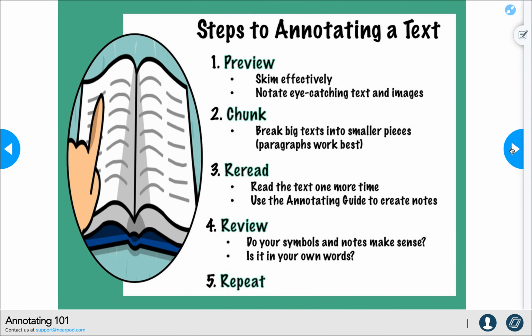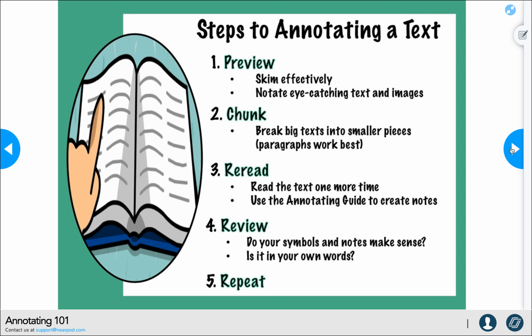So, the steps to annotating a text. There's always a plan. It's the 5 steps every time. So step 1, you're going to preview. Skim effectively. What do I mean by skim effectively? Most of you will just kind of look at the text and think, I kind of get an idea. No, look for key things. Are there any subtitles? Are there any facts or charts included in it? Is there anything that stands out to me that I notice first? And then again, notate any eye-catching text or images. So things that just jump off the page to you, take note of that.